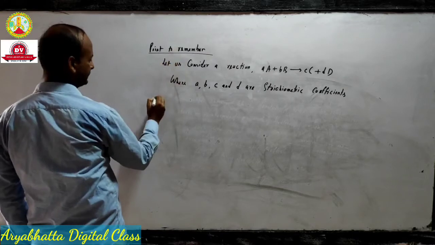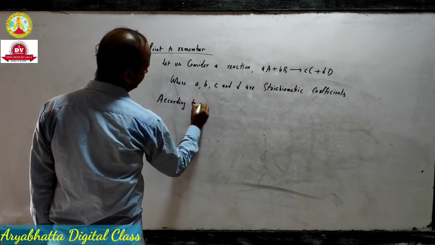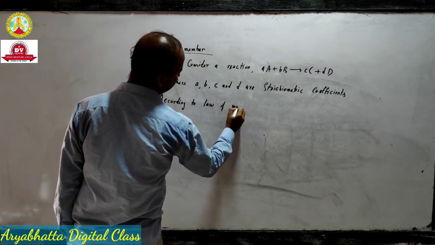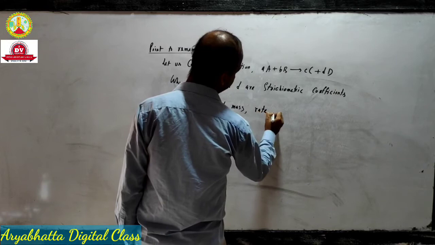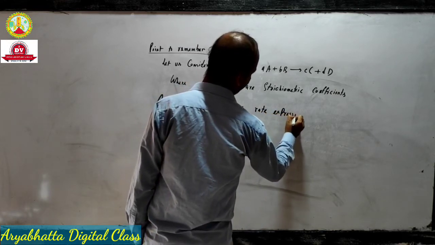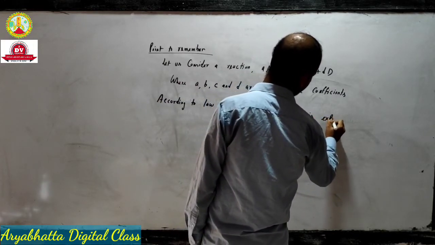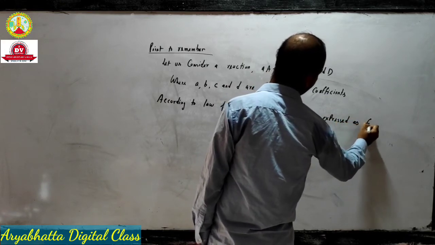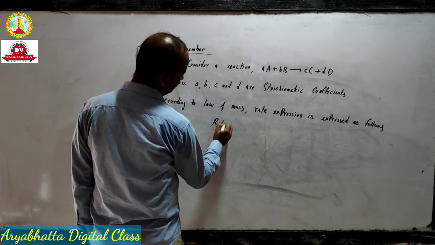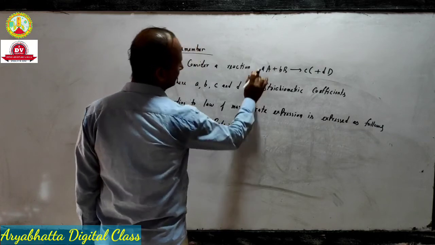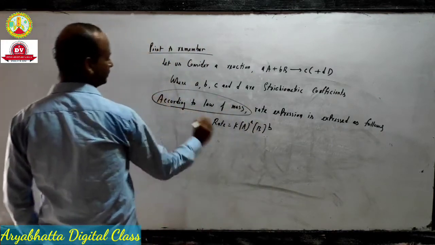I taught you this a little earlier. According to law of mass action, the rate expression is expressed as follows: rate equal to k, [A] to the power small a, [B] to the power small b. This is according to law of mass action.